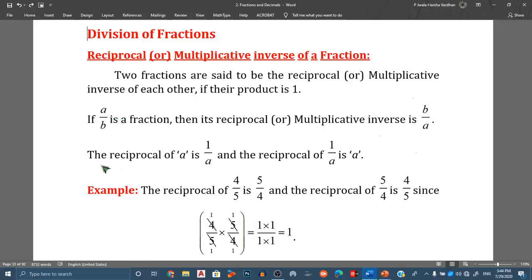For example, if just a whole number like a is given, what is the reciprocal of a? You can write it as 1 by a. And the reciprocal of 1 by a is a. Okay, so for example, you see 3 by 5 is a fraction. What will be the reciprocal of 3 by 5? 5 by 3. Simply you interchange the numerator and the denominator. So this is the reciprocal of the given fraction.